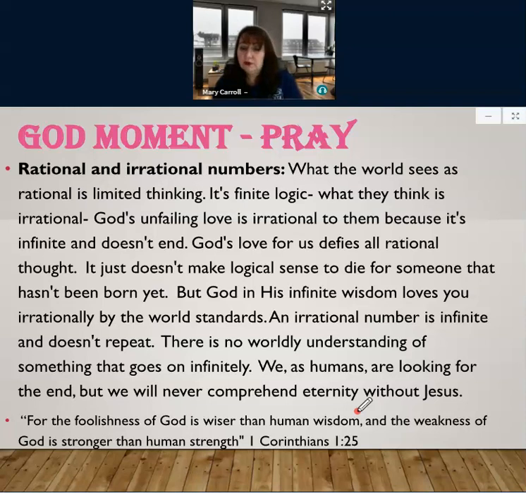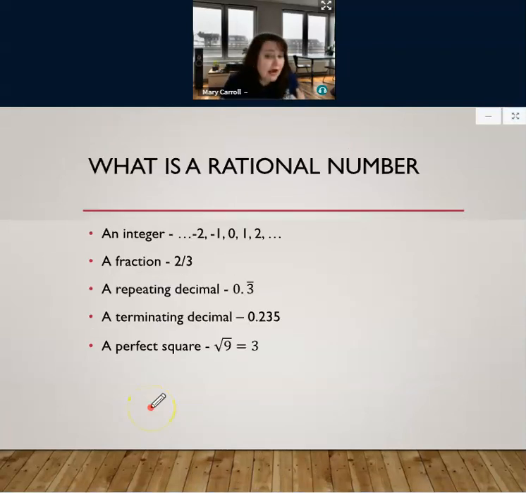An irrational number is infinite and doesn't repeat. There is no worldly understanding of something that goes on infinitely. We as humans are looking for the end, but we will never comprehend eternity without Jesus. And I love 1 Corinthians 1:25. For the foolishness of God is wiser than human wisdom, and the weakness of God is stronger than any human strength.